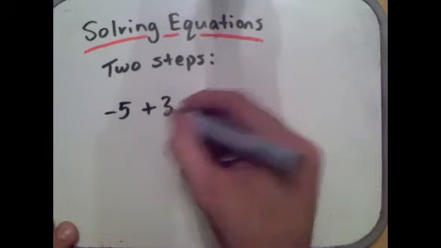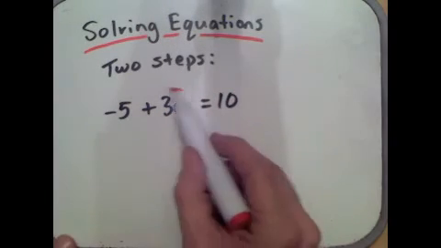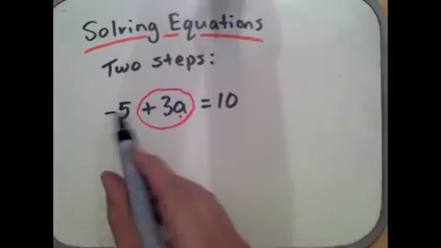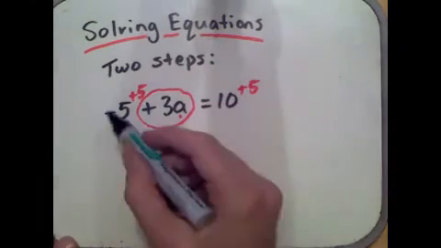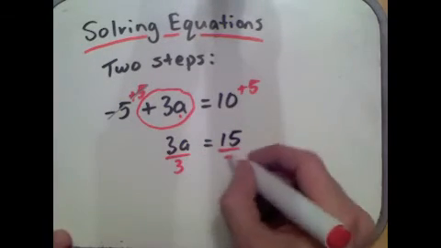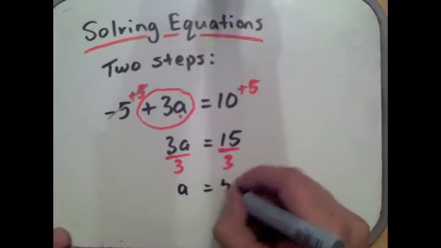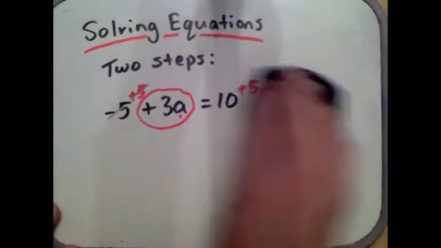Alright, let's look at another example. Negative 5 plus 3a is equal to 10. So again, there's our variable. Let's leave that and get rid of this minus 5 by adding 5. We must do it to the other side. We get 3a is equal to 15. Divide both sides by 3. And we get a by itself equaling 5. Again, we can check to see if this is correct by substituting it in.